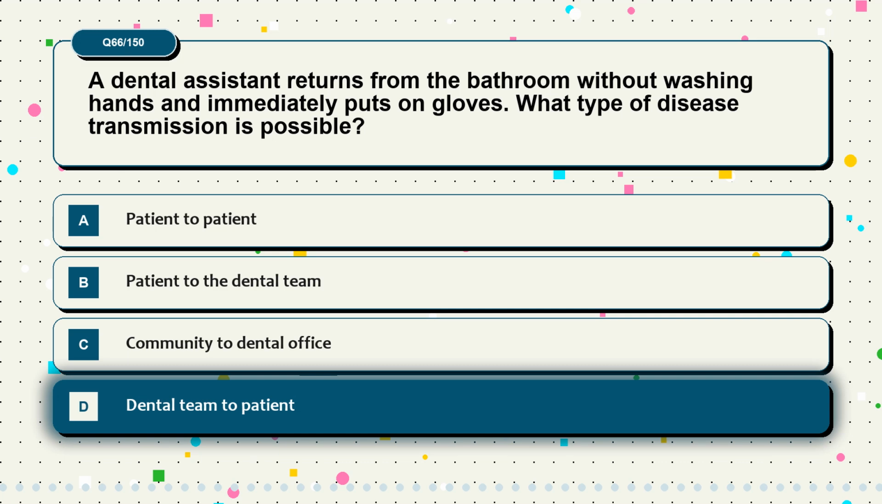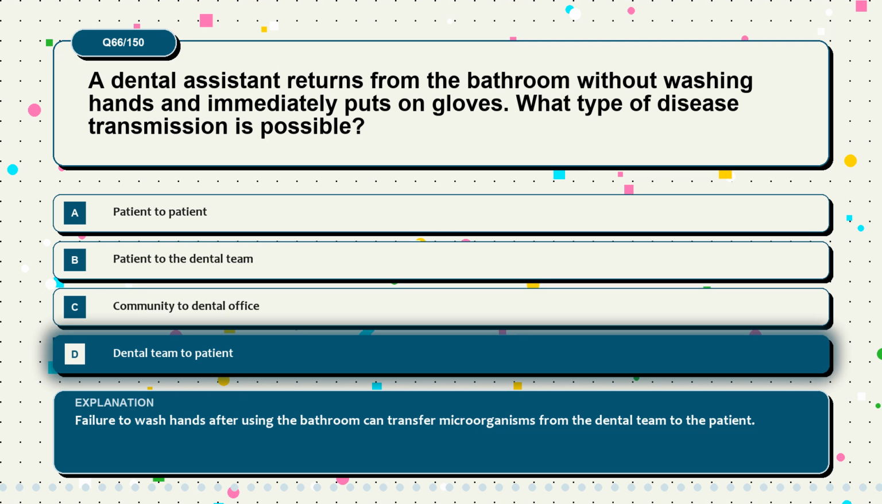The correct answer is option D. Dental team to patient. Failure to wash hands after using the bathroom can transfer microorganisms from the dental team to the patient.